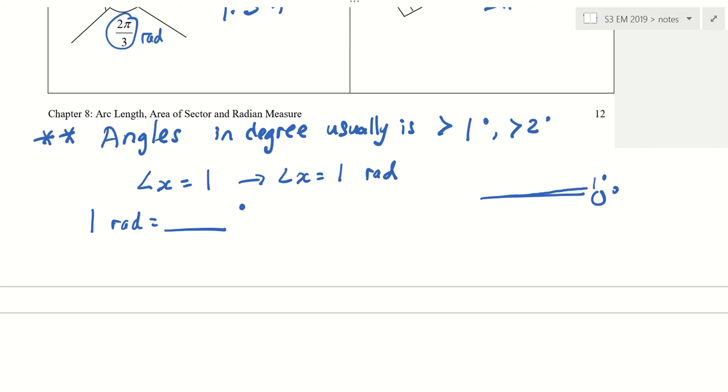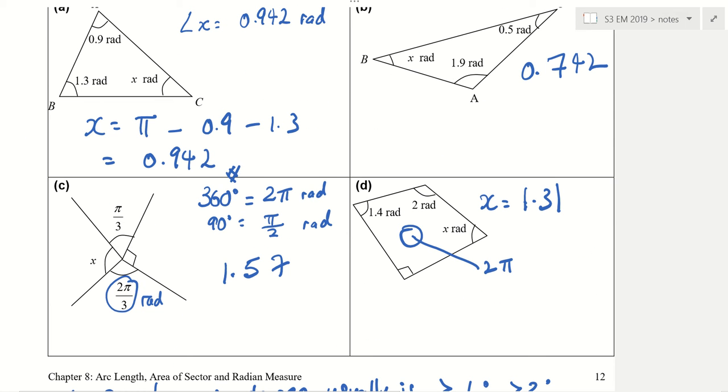Because 1 radian is how many degree again? 57.3. So no pi, bro. This one no pi. 57.3 is quite an angle you can see. 57.3 degree is an angle that you can see. Not pi radian. 1 radian. Therefore, 1 degree cannot be the answer. Now, let me summarize by showing you this.